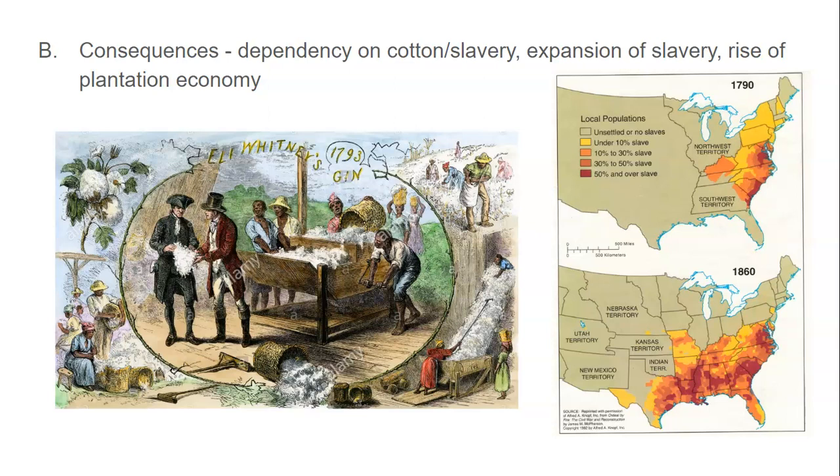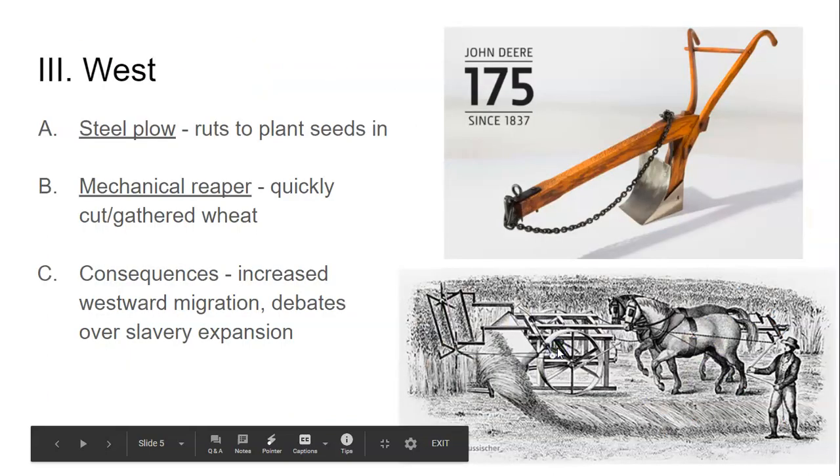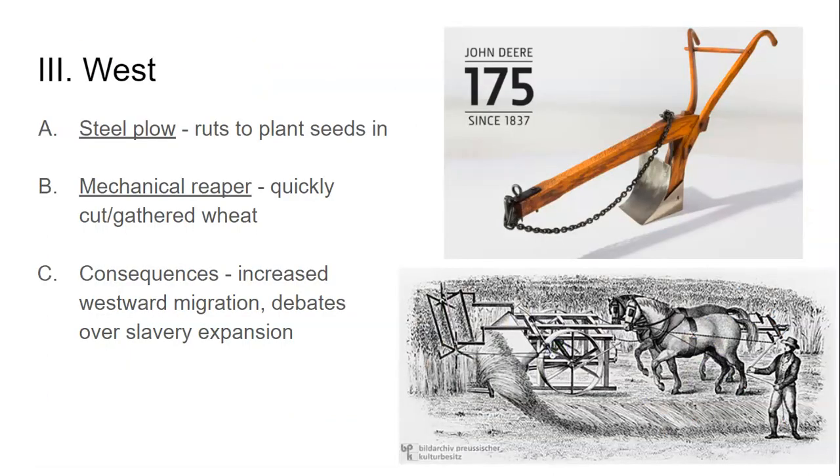Okay, so that's what's going on in the South. Let's take a look at the West. So the West would be areas that were bought with the Louisiana Purchase. And a lot of that area, if you guys have been there, is known as the Great Plains.